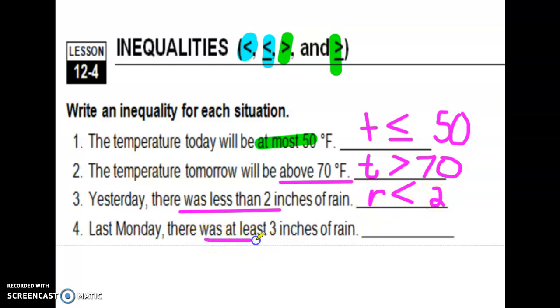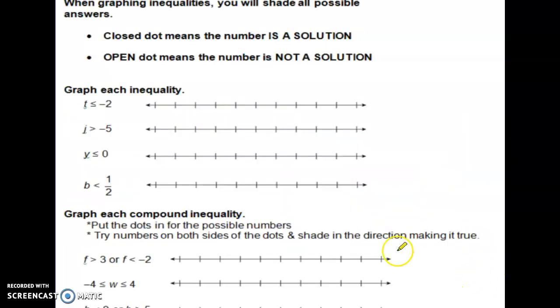And last Monday there was at least 3 inches of rain. So there could have been 3 inches, there could have been 4 inches, there could have been 5 inches. So it could have been equal, oops, sorry, that should be a 3, to 3 inches. So it could have been equal to 3 or more than 3 inches.